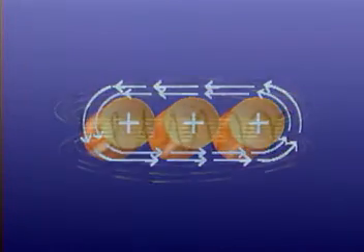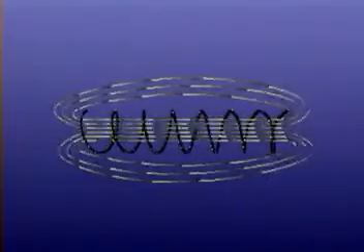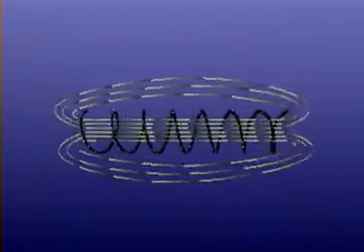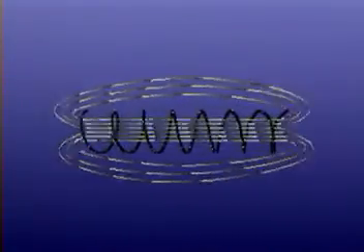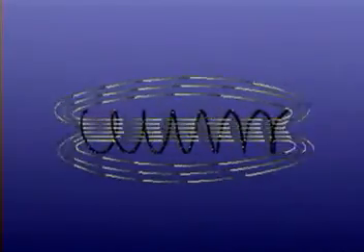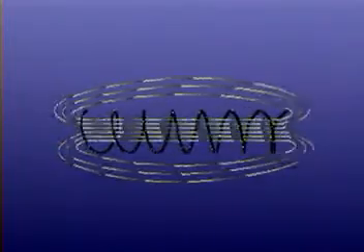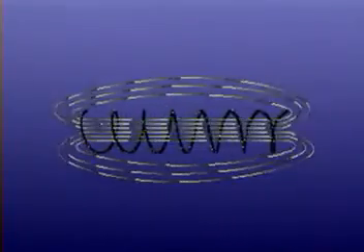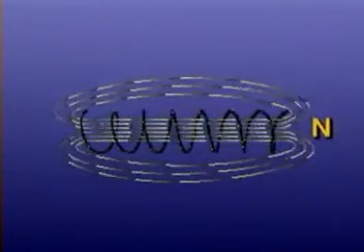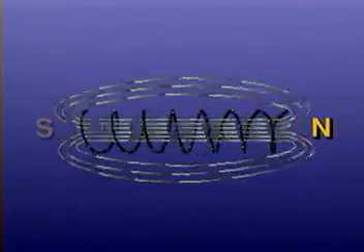When a number of loops are wound in the same direction to form a coil, the magnetic fields of each loop interact to make the flux lines through the center of the coil more dense. The magnetic field through the coil becomes stronger. This produces magnetic poles with north on the end where the flux lines come out and south on the end where they go in.